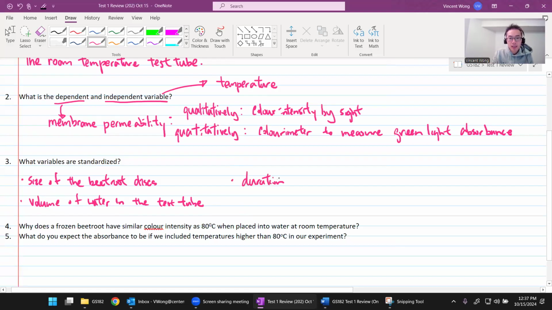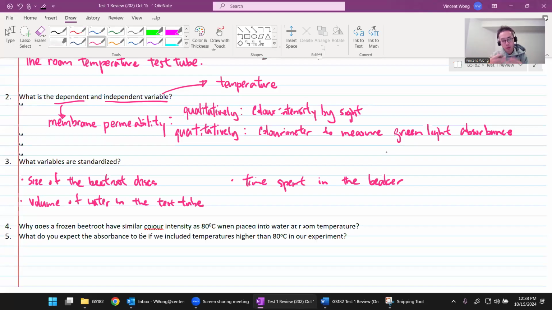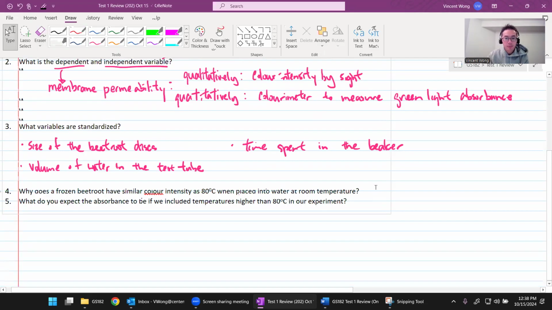Duration of, you can just say, time spent in the beaker. Right? You want them to all sit there for 1 minute at the respective temperature, right? So not some are going to be longer or some are going to be shorter. That's obviously going to affect your permeability. So you want them to be the same time. Okay, so these are some standardized variables.